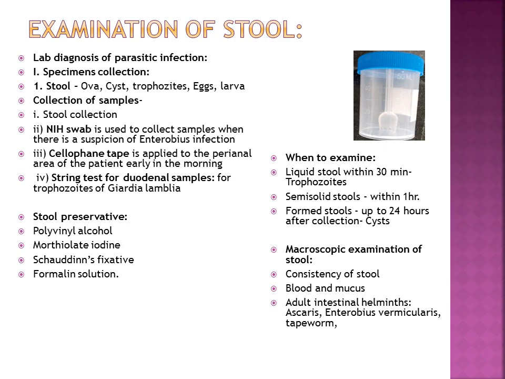The first step is macroscopic examination of stool. So consistency of stool, like it is liquid, semi-solid or solid. Then blood or mucus present or absent. Then a few parts of the intestinal parasites like adult segments of Ascaris, Enterobius vermicularis, tapeworm. So we can see those parts of the parasites.